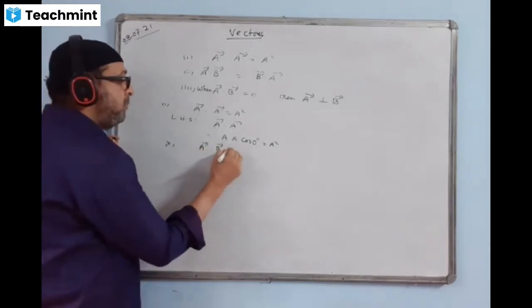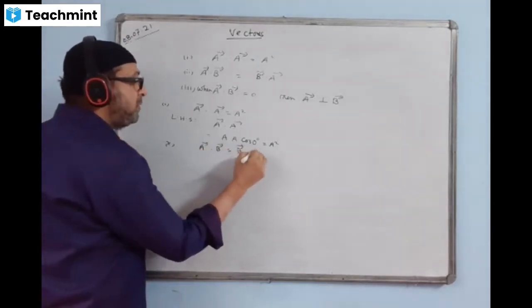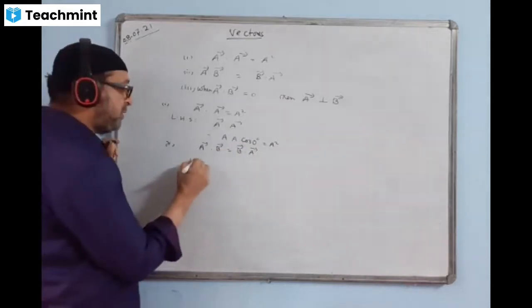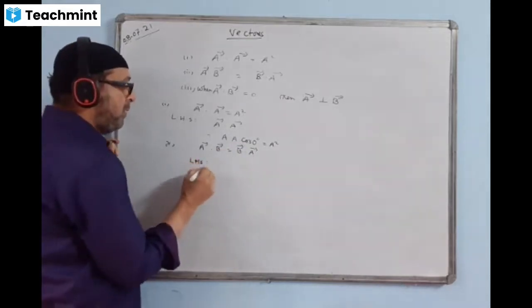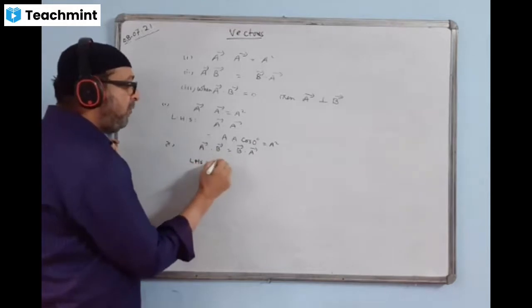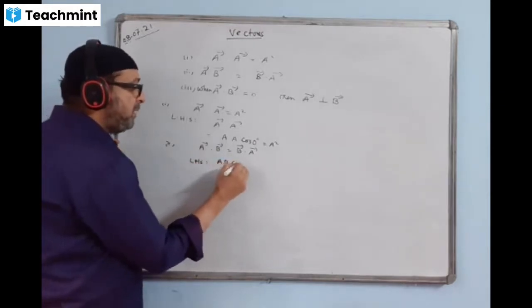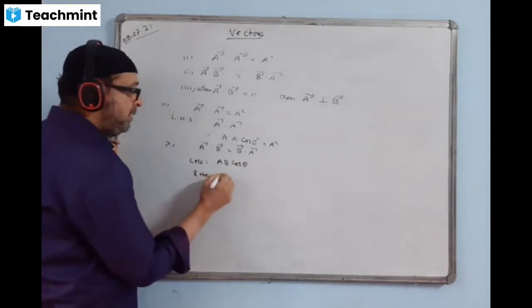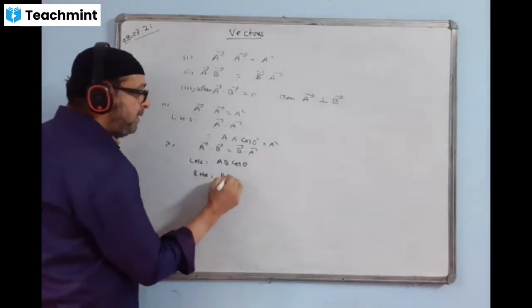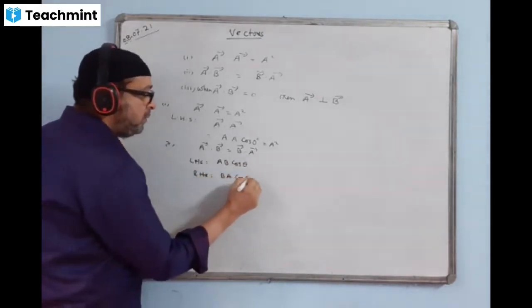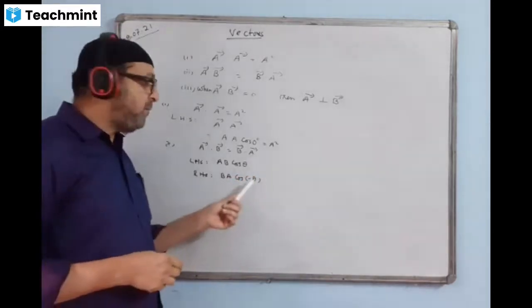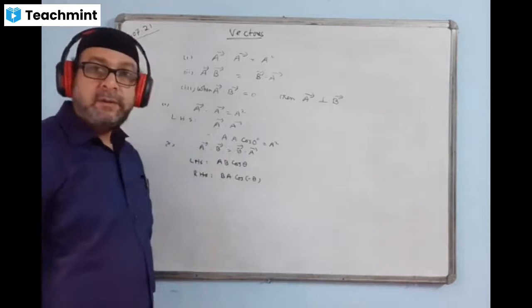Second one, we will prove now. A dot B equal to B dot A. This is called the commutative law. I'll take the LHS, A dot B, with the formula AB cos theta. I'll take the RHS, the right hand side, and here I'll write BA cos minus theta. When you change the order of the vectors, the angle will become minus theta, just the opposite.